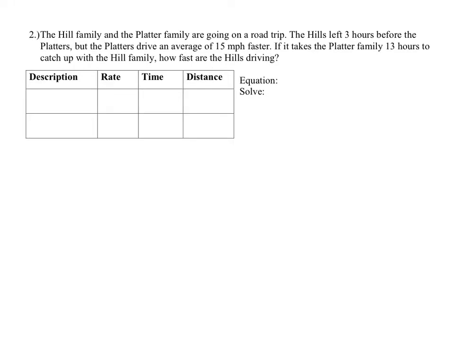All right, the next one. The Hill family and the Platter family are going on a road trip. The Hills left 3 hours before the Platters, but the Platters drive an average of 15 miles per hour faster. If it takes the Platter family 13 hours to catch up with the Hill family, how fast are the Hills driving? So we're talking about two families, right?